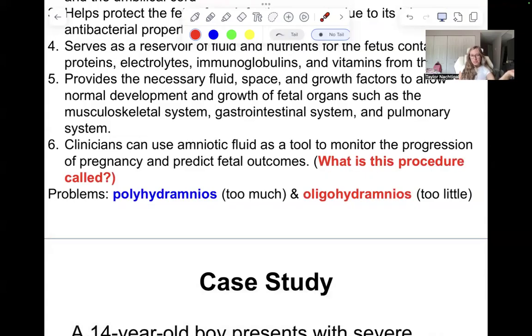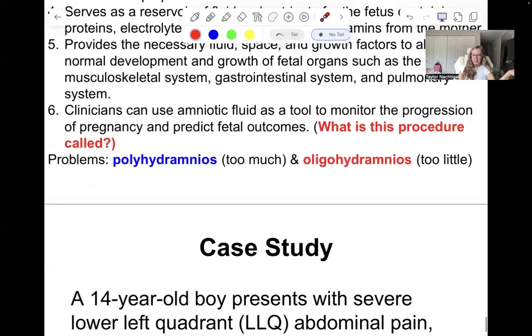I don't know what this procedure is called. Phlebotomy of the amniotic fluid, I'm not sure.